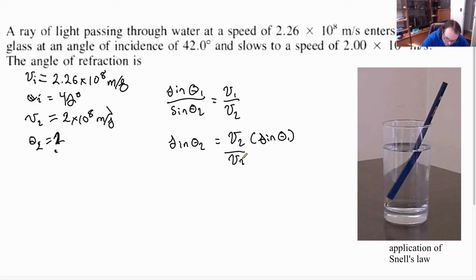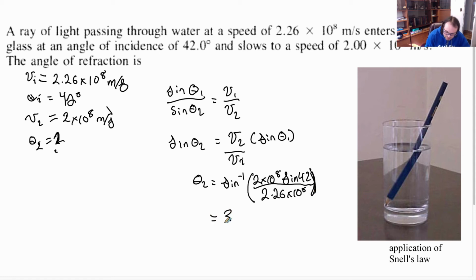Alright, so now we end up getting theta 2 is equal to the inverse of sine, and we need all of this part here together, which is going to give me 2 times 10 to the 8 multiplied by sine 42, all divided by 2.26 times 10 to the 8. And that's going to end up giving me 36.4 degrees.